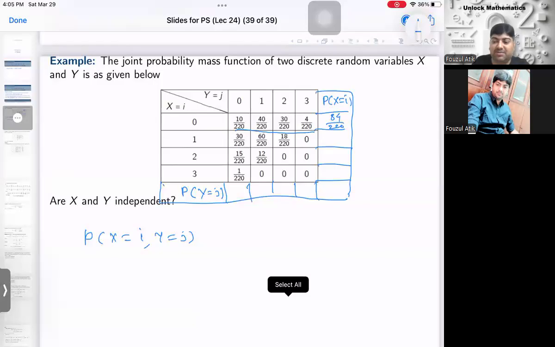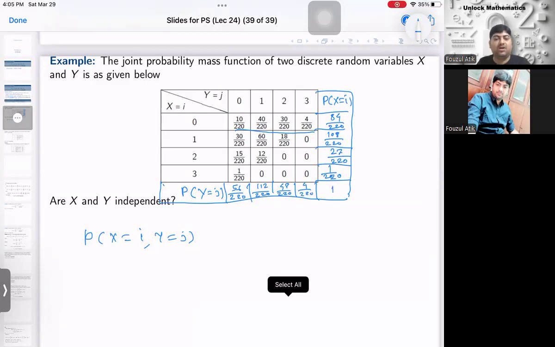We have already done this problem in the last example, in the last class. This is 108 by 220. This is 27 by 220. And this one is 1 by 220. So this will give you the marginal probability mass function of x. And similarly, column wise, if you do the sum, you'll get the marginal probability mass function of y, which is 56 by 220, then 112 divided by 220, this is 48 divided by 220, and this is 4 by 220.